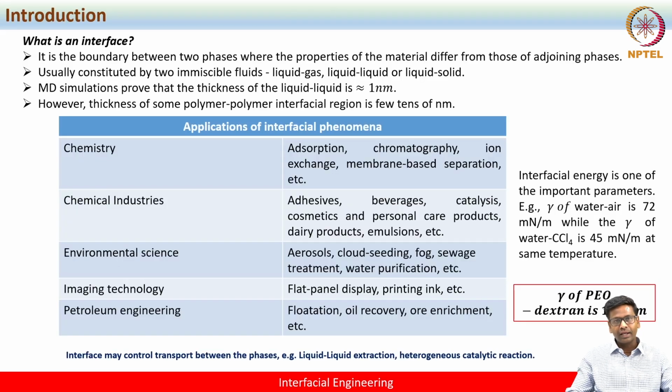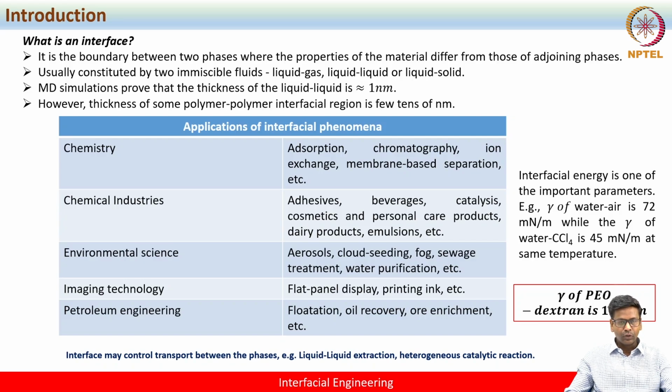So next I would like to give you a short introduction. First, let's understand what is an interface. Let's ask a question: what is an interface? Okay, so an interface is nothing but a boundary that separates 2 adjoining bulk phases. For example, let's say we have what is known as the air-water interface. Here air is one bulk phase and water is another bulk phase. The boundary that separates these 2 bulk phases is called the interface.